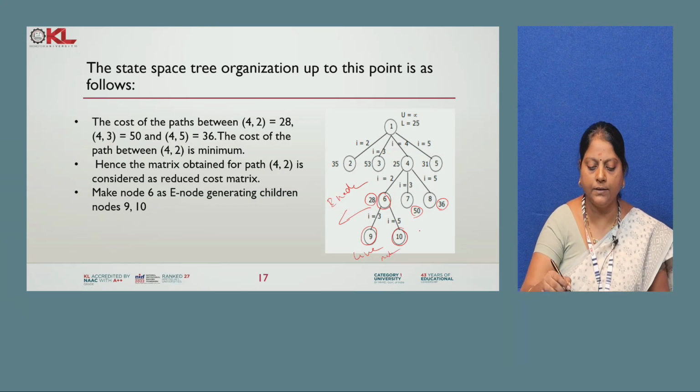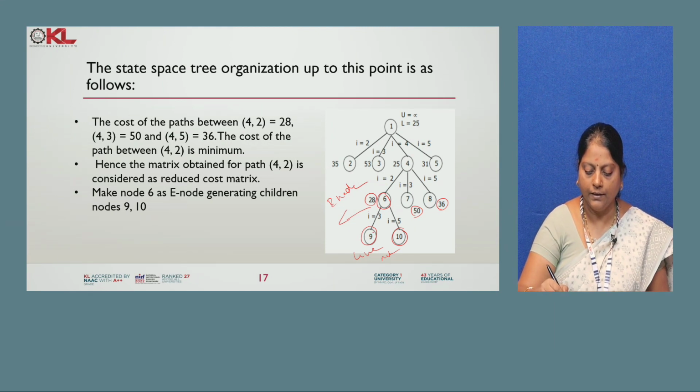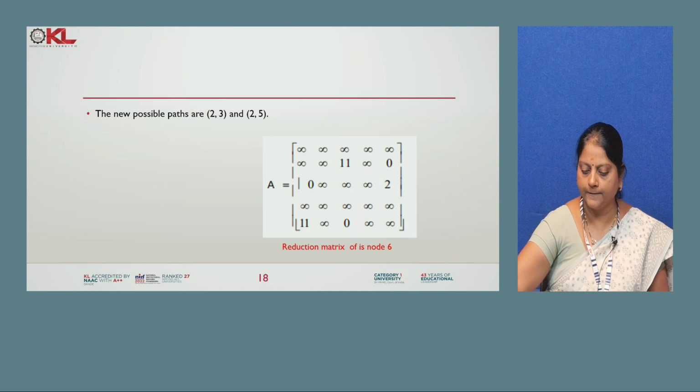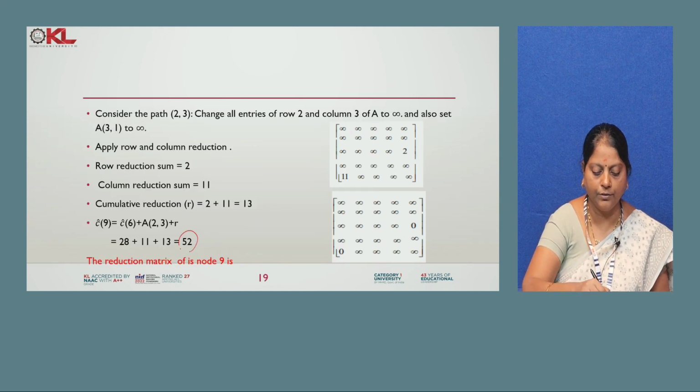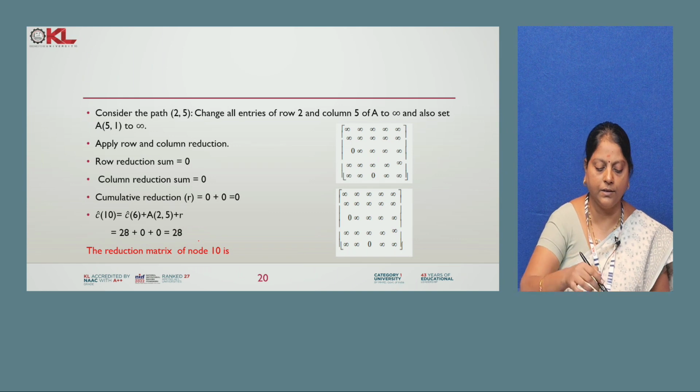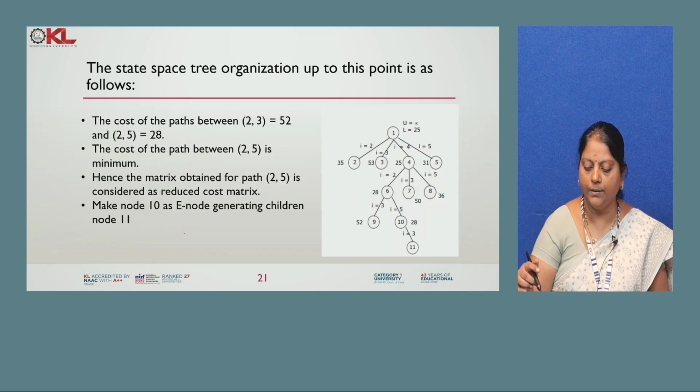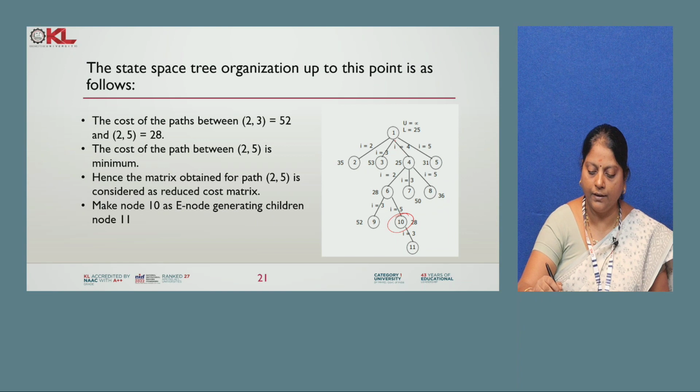Okay, similarly the same process is applied for calculating the cost. Here the cost of node 9 is 52, and the cost of node 10 is 28. So among these two, which one is minimum? 28 is the minimum. So this node can be expanded. Okay, what are the vertices already visited? i equal to 1, the source vertex, and then 4, and then 2, and then 5. What is the remaining vertex to be visited? Only 3. So we have to generate only one child here.